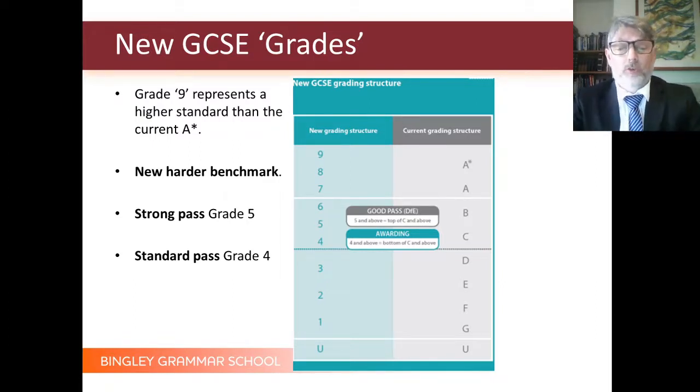To cut a long story short, what we've actually got now is two different styles of pass. We've got a standard pass, which is a grade 4, the lower end of the grade C in previous instances. However, we've now got what's called a strong pass at a grade 5, which is the top end of C, lower end of a B. Because of this new harder benchmark for the strong pass, we're aiming for as many pupils as possible to get the grade 5 or above. I'm just reminding you of that at this stage.